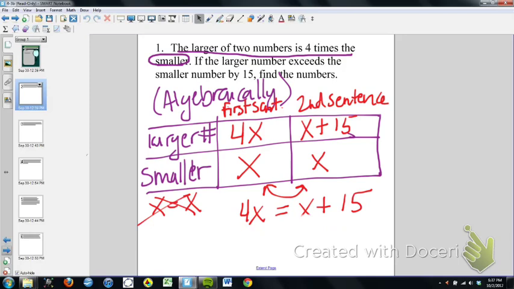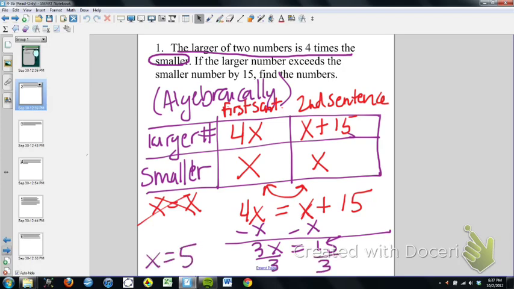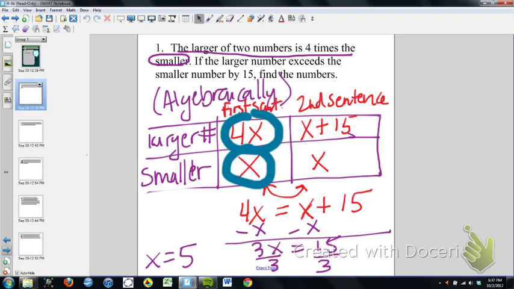Alright, so I'm going to start solving this for x. First I'm going to subtract x from both sides, so I have 3x is equal to 15. Then I'm going to divide each side by 3, and I get x is equal to 5. Now, x is equal to 5 means the smaller number is equal to 5, because that's what I was solving for, and the larger number must be equal to 20.